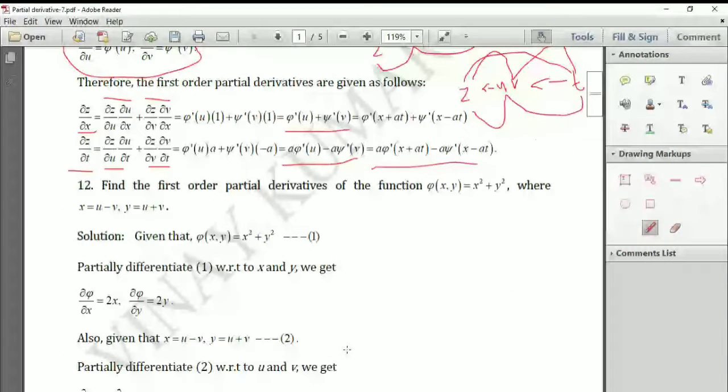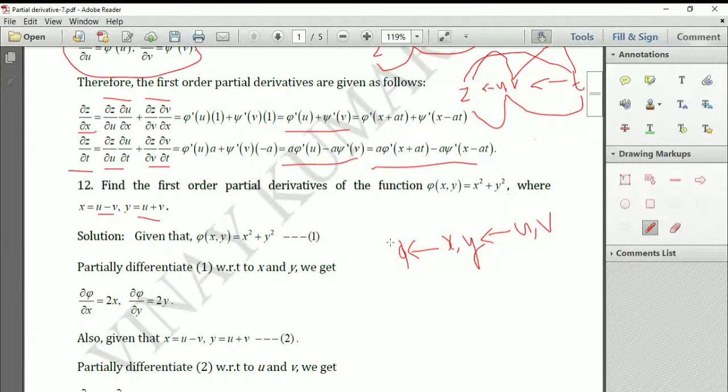Now let us see one more problem. Find the first order partial derivatives of the function phi, which is dependent on x and y, and x and y, which are dependent on u and v. All right. Your phi is a function of x and y, right? And your x and y are functions of u and v. So whenever there is a change in u and v, there will be a change in x and y, hence in turn in phi. Therefore, u and v are the independent variables. So you have to partially differentiate phi with respect to u and phi with respect to v.